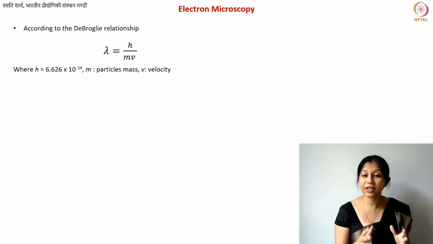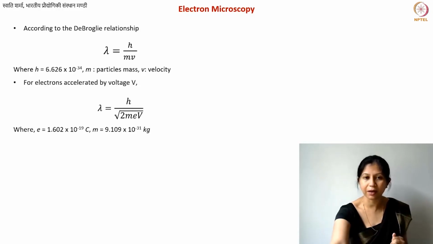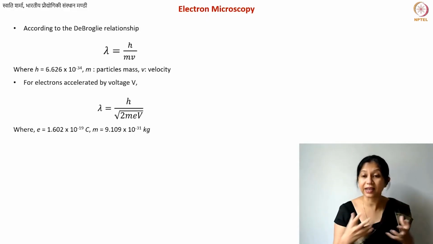Lambda equals h by mv, where h is Planck's constant. Whatever your particle is, let's assume that electrons are particles. In that case, the mass of those particles is your m, and v is the velocity at which they are accelerated. This is something very fundamental. Now, if I take electrons that are accelerated by some voltage V, then you divide by the square root of 2meV, because these are accelerated particles. So this is what your relationship changes to.